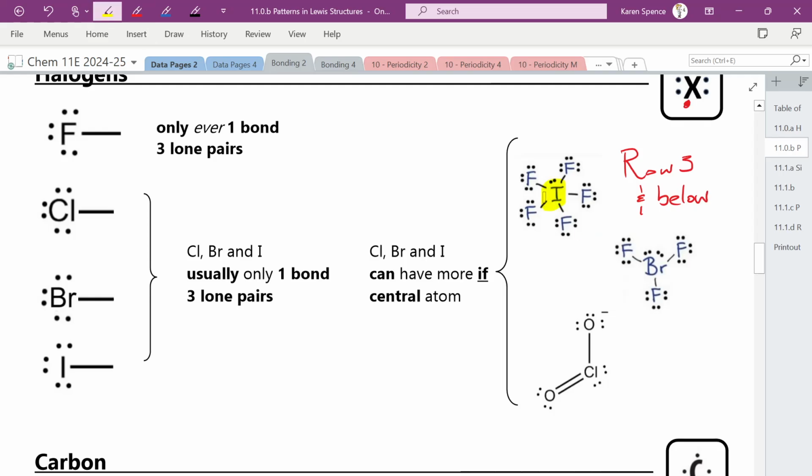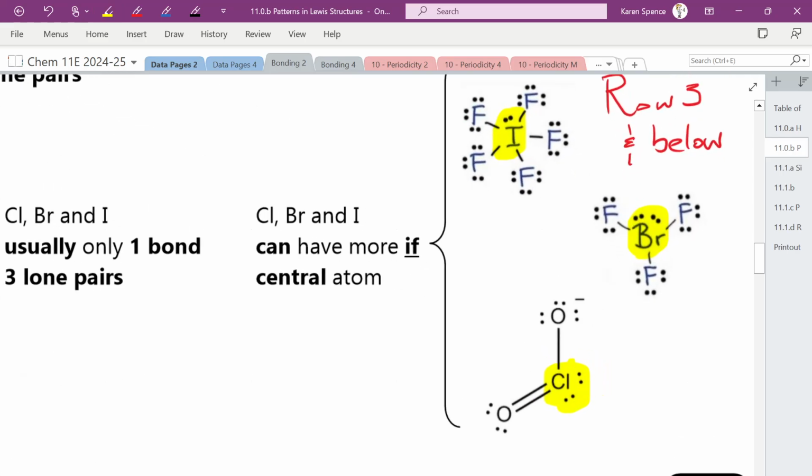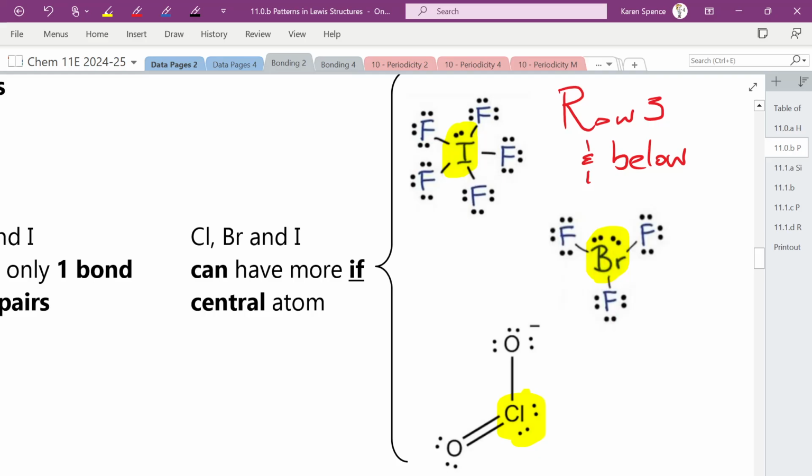If we've got iodine in the center, or bromine, or chlorine, those are all in row 3 and below, and you can have up to 6 pairs of electrons, 12 electrons. And you can see we have here with the chlorine 2, 4, 6, 8, 10 electrons, yeah?